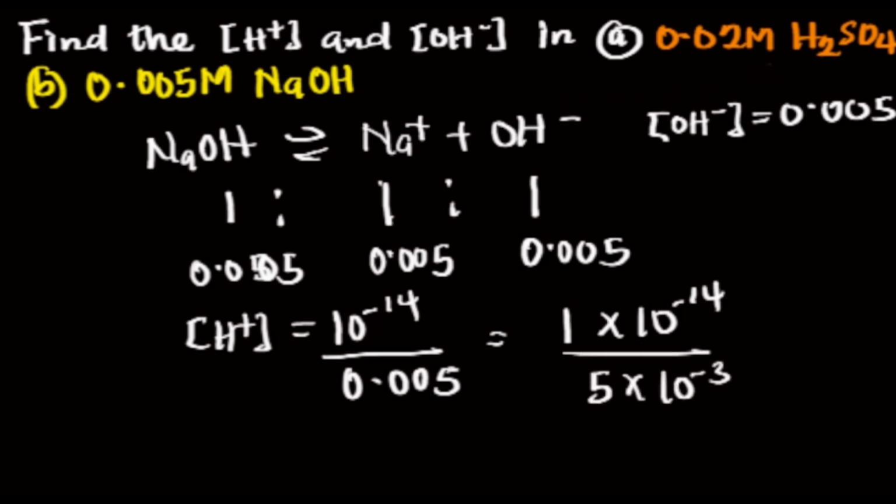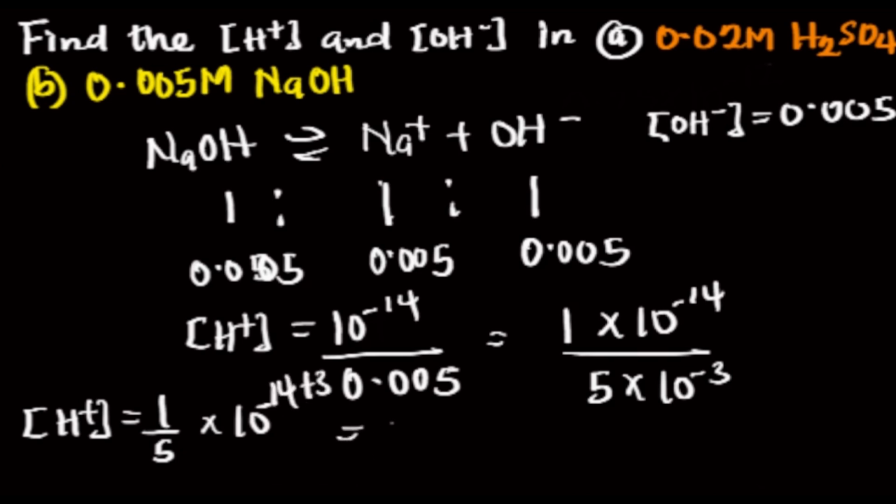So from there, let's just separate. We're going to consider the hydrogen ion to be equal to 1/5 multiplied by 10 raised to the power minus 14 plus 3. 1/5 is 0.2, then multiplied by 10 raised to the power minus 14 plus 3, which is minus 11. So this is equal to 2.0 multiplied by 10 raised to the power minus 12.